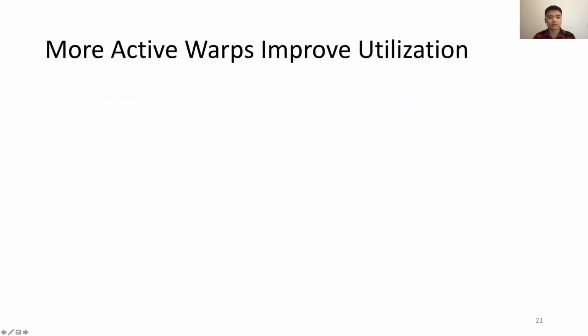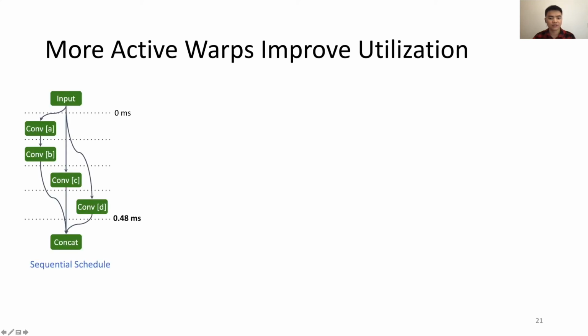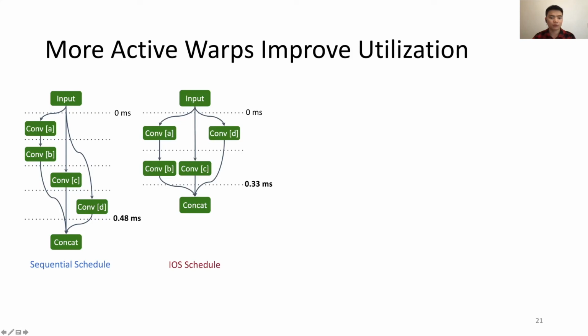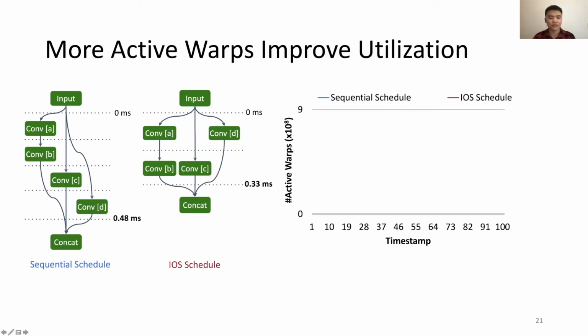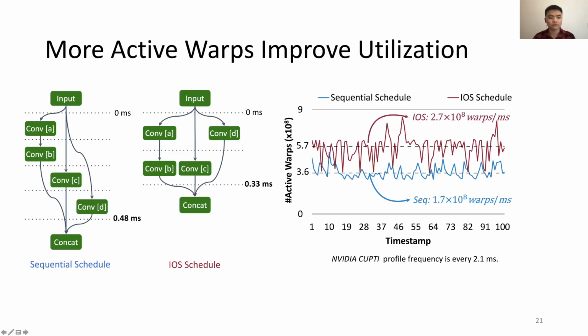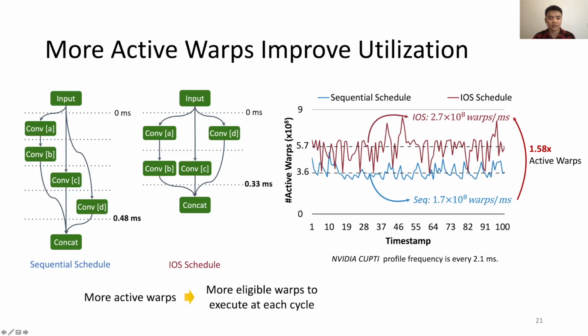We profile active warps of different schedules and try explaining the reason for IOS speedup. We keep running the sequential schedule and IOS schedule of this simple model, and profile the active warps every 2.1 millisecond. We get the active warps per millisecond for both. The active warps of IOS schedule is 1.58 times those of sequential schedule. When we have more active warps, it's more likely that we have eligible warps to execute at each cycle, which makes IOS have higher device utilization.